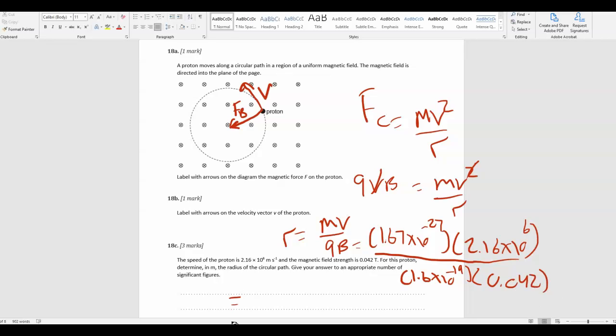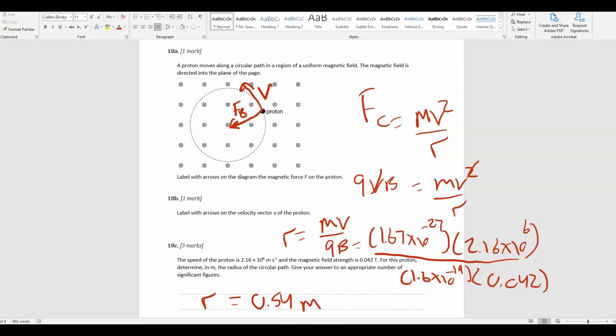Okay, and so let's see what that would be. 1.67 times 10 to the negative 27 times 2.16 times 10 to the 6 divided by 1.69 times 10 to the negative 19, and then divide by 0.042, and I get the radius is 0.54 meters.